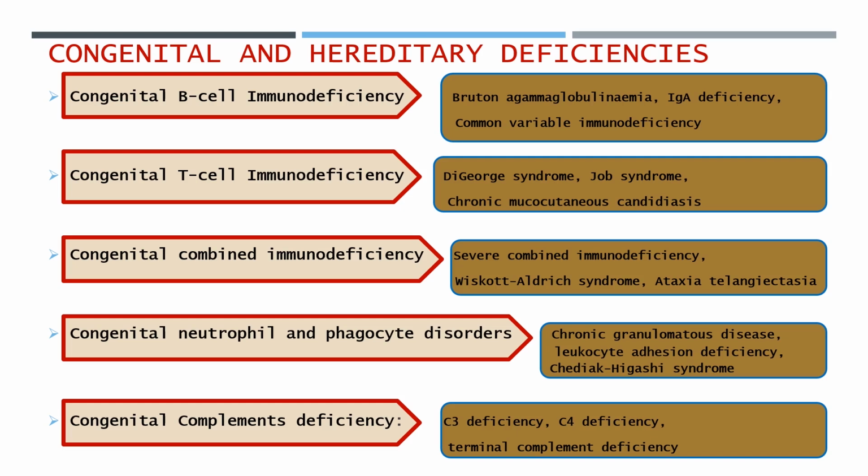The last one in this group is the congenital complement deficiency. We all know the role of complement in immune protection of the body. The major components that are essential for the functionality of the complement system are C3, C4, and the membrane attack complex. In a situation where a patient has deficiency of these complement components, it exposes the affected individuals to recurrent infections.